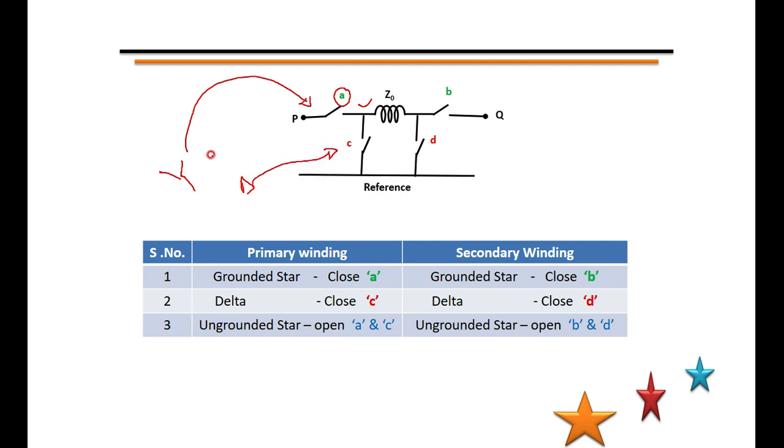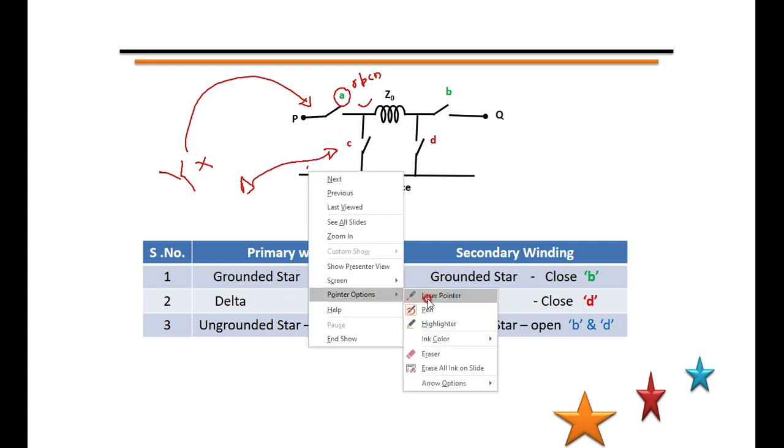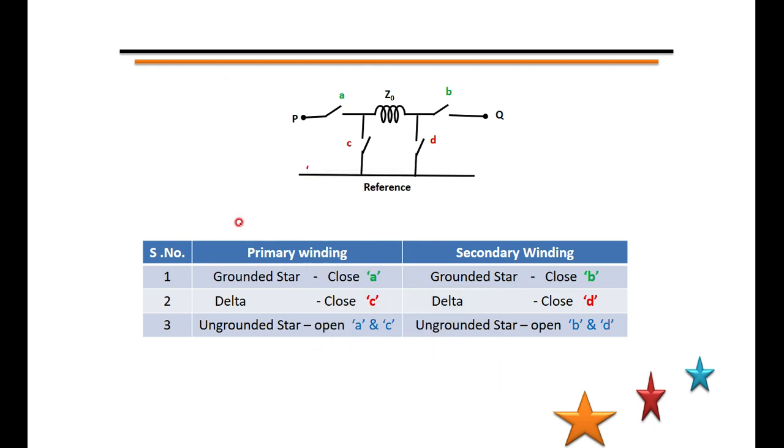Now, if it is star connected and ungrounded, this switch should be open. In the third case, if it is a delta connection, you have to close C. That is, if it's star grounded, close A. If it is delta connected, close C. If it is star ungrounded, you have to open this, and also open this.